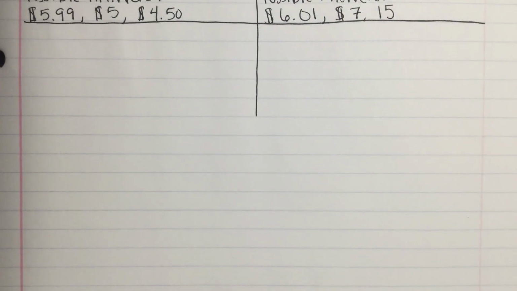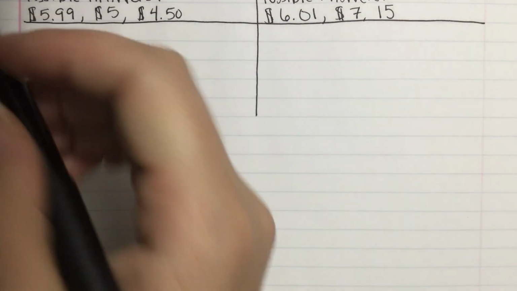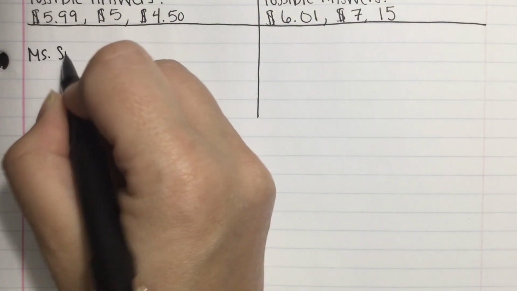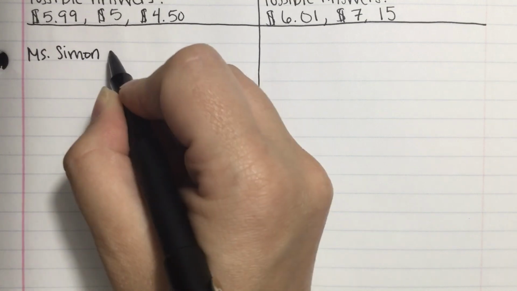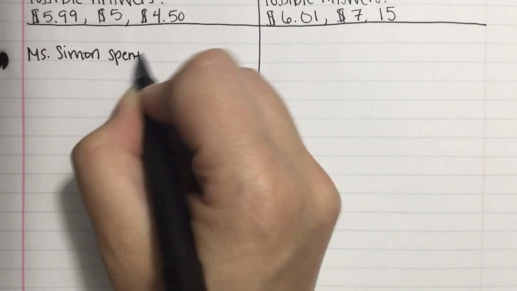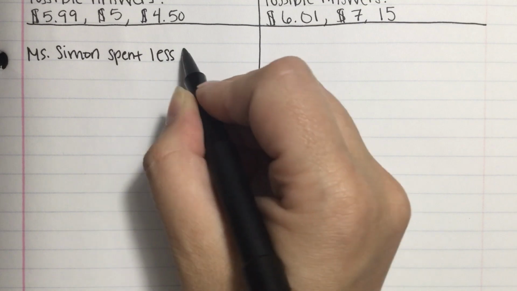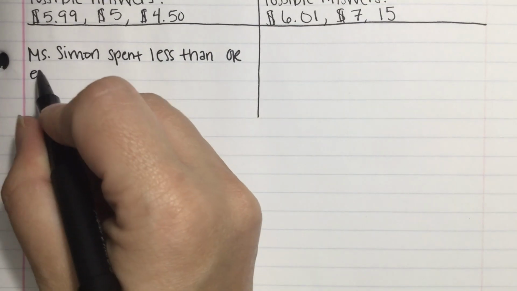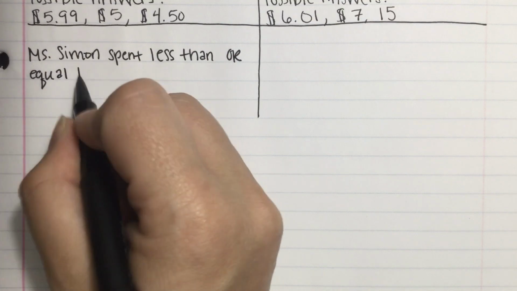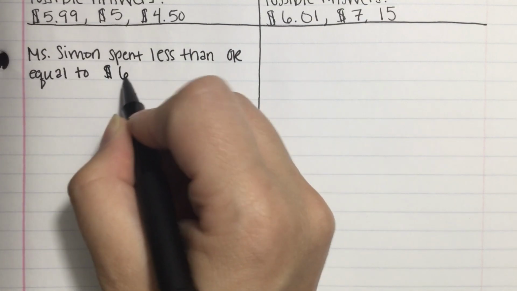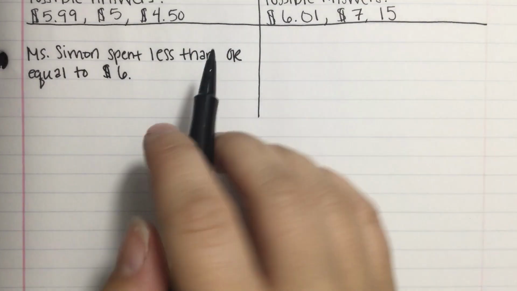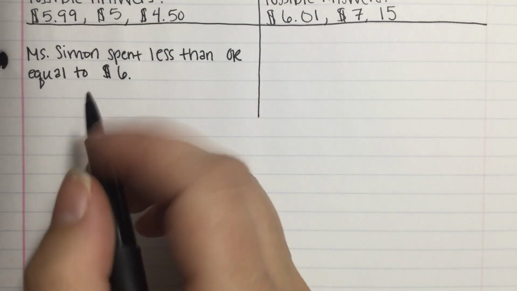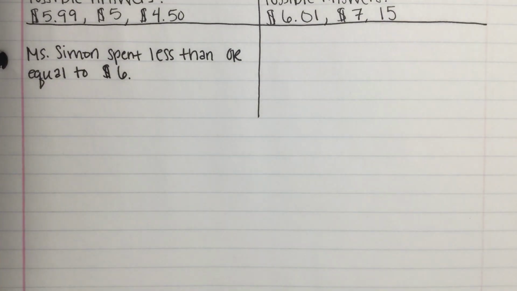Now, there are 2 more symbols, and they're very similar to the ones we just did. We're just going to add another layer to them. So let's say Miss Simon spent less than or equal to $6. So now I'm changing it up because it's not just less than 6, it's less than or equal to 6.